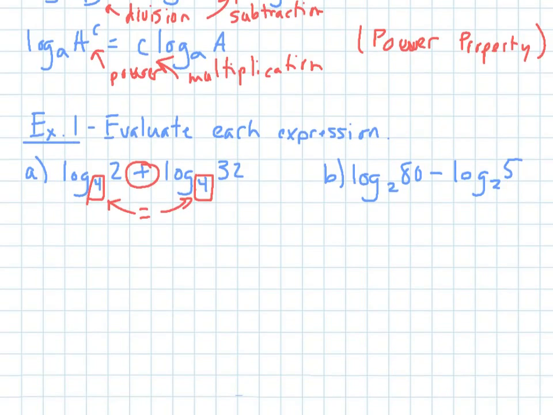So log of 2 plus log of 32. Now I combine this by saying log of 2 times 32 base 4. So notice that there's not two logs and there's not two bases. So I'm combining them into a single logarithm. So they kind of morph in.